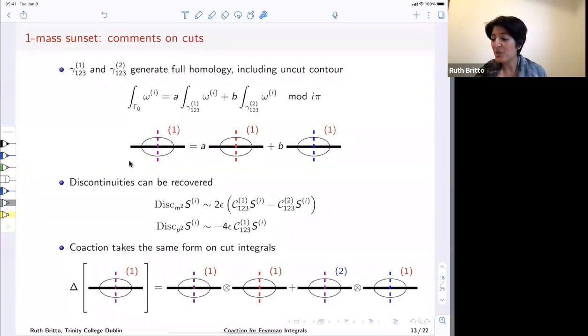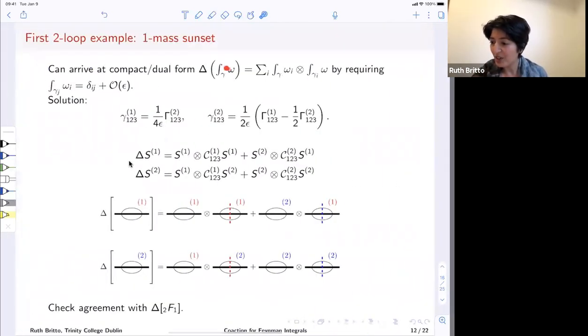Again, in terms of these two maximal cuts, you can recover the discontinuities in the two kinematic variables. And so again, for this general cut, you can take the coaction of a general cut or integrate over a general contour. This is just a pictorial version of changing the initial integration contour here to an arbitrary one in this space.